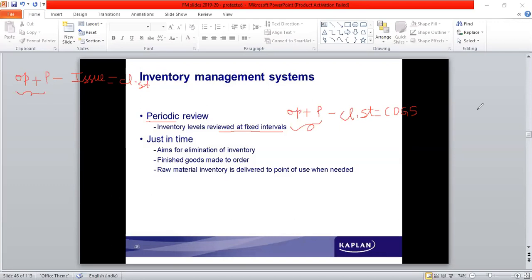So this is periodic review. This is in terms of inventory management systems. One is perpetual, where the valuation takes place continuously, and the other one is periodic. At the end of a period, the valuation takes place. Done. Sometime back I explained to you how the material is purchased.